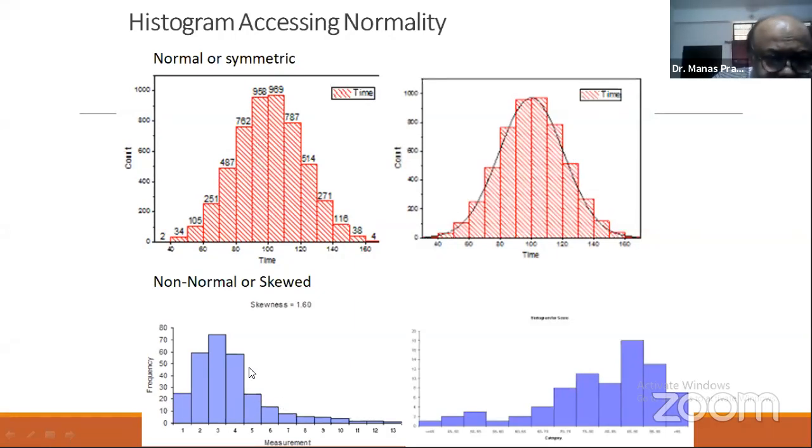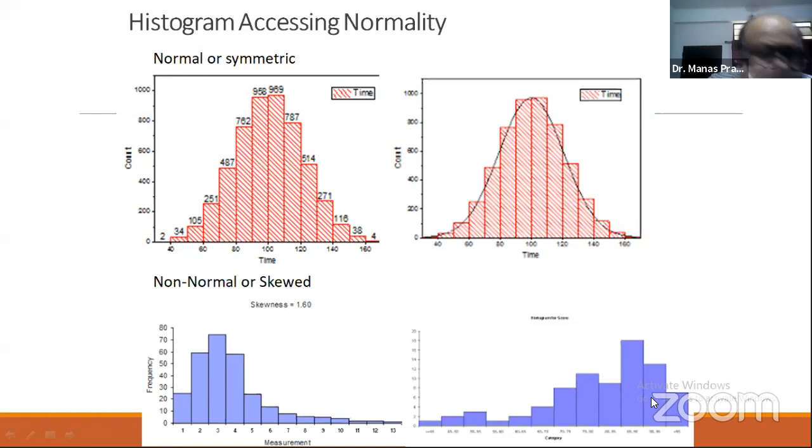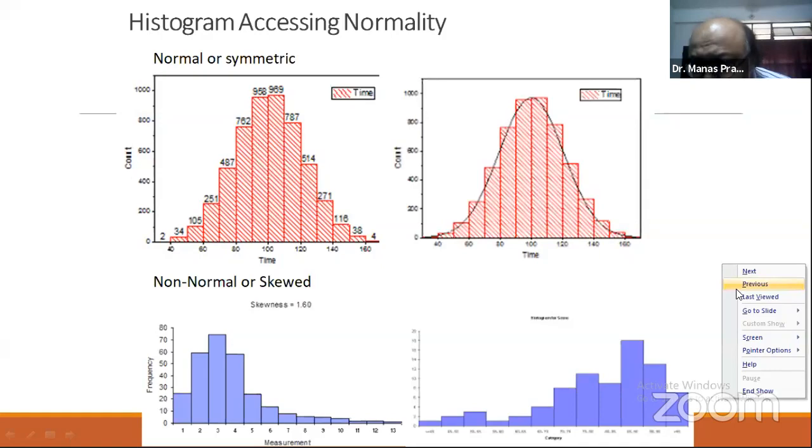If your histogram is shaped like this or this, then we can say that my data does not follow a normal distribution. We can very easily construct this histogram in SPSS. I'll show you.